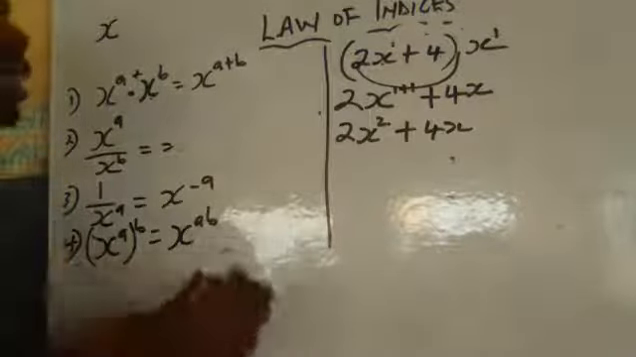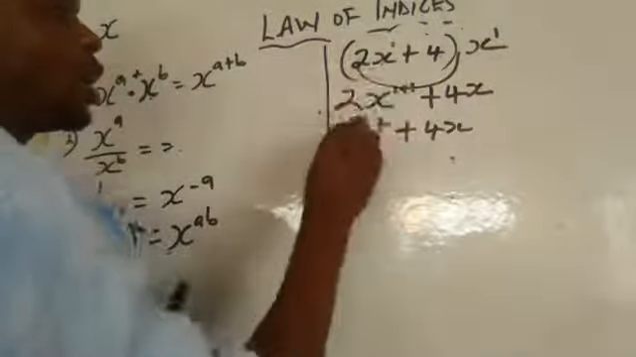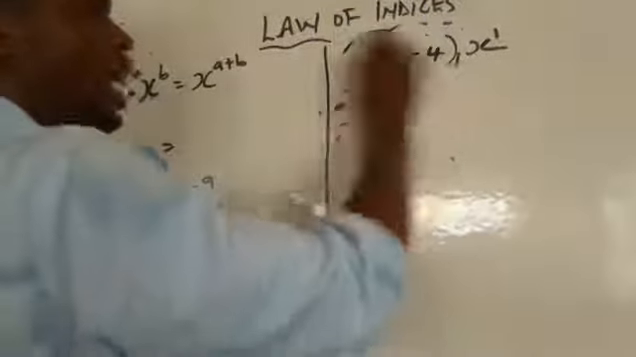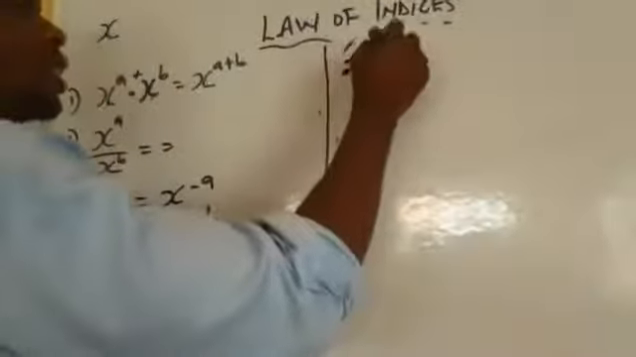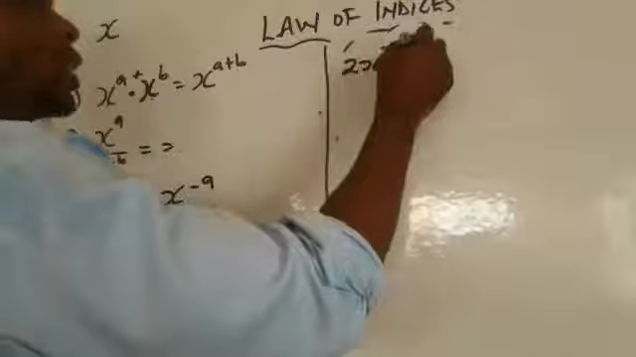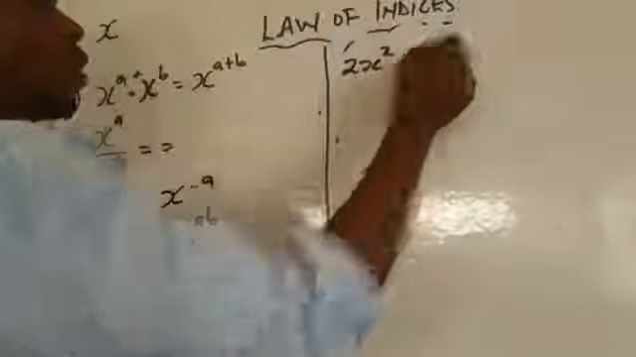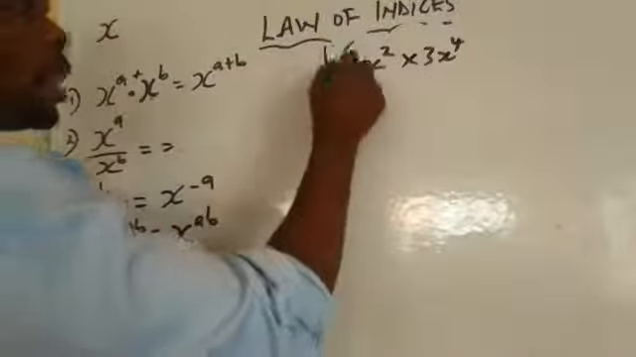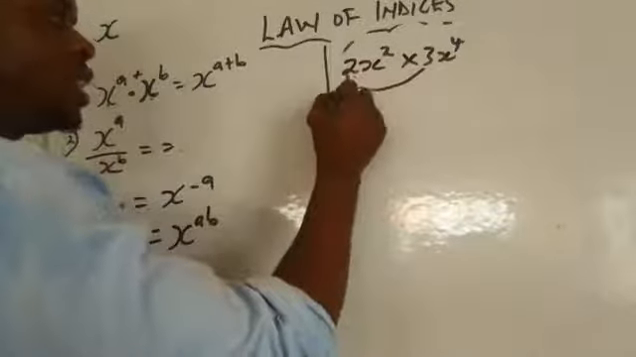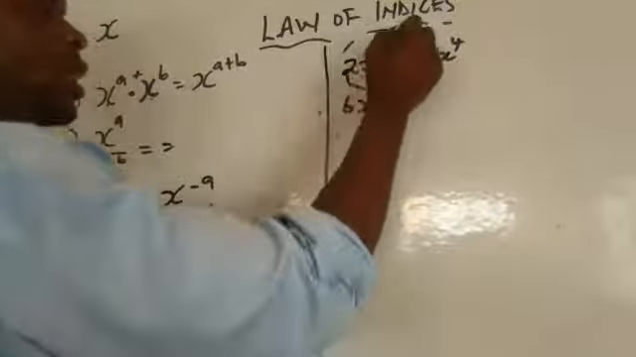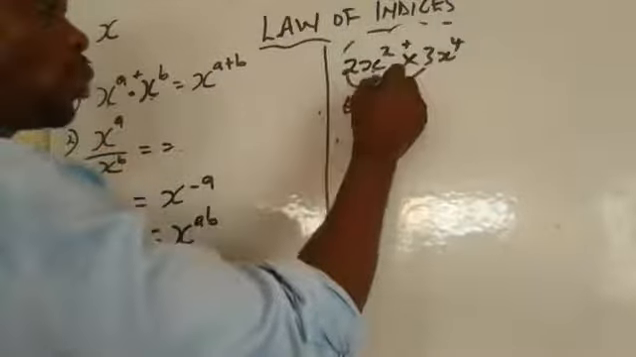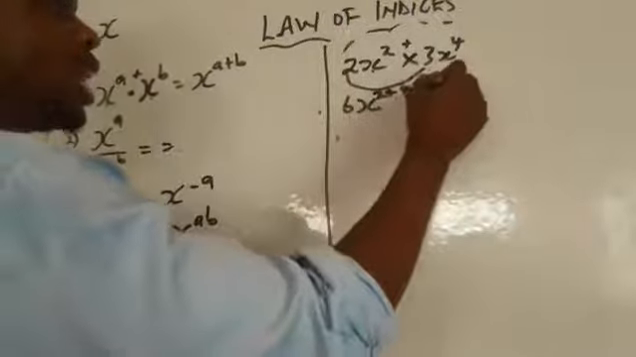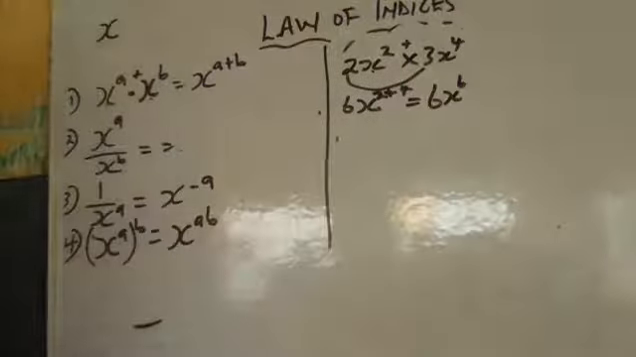Quickly on this, because there is no time, let me rub this off now. Another way you can do it, if you have something like 2x raised to the power 2 times 3x raised to the power 4, the coefficients give you 2 times 3, which is 6. x, pick one. Then because it's multiplication at the base here, the power will be plus. That will be 2 plus 4. This will give you 6x raised to the power 6. That's how to solve it. It's as simple as that. That's for the first one.